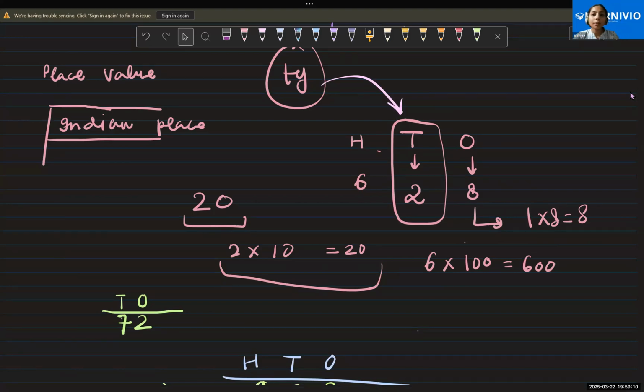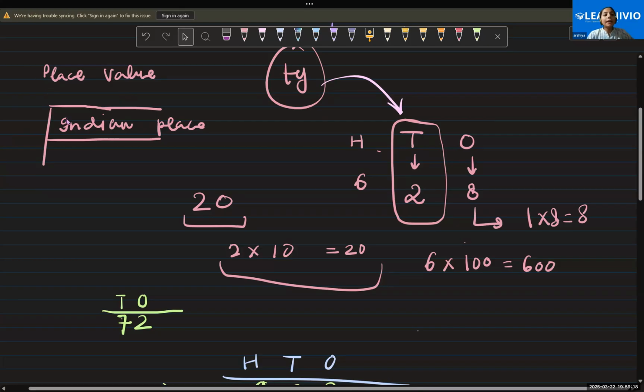Yes, Humaira, what can you repeat? What is next? I write... Okay. You wrote the name of the chapter. Now write down place value.